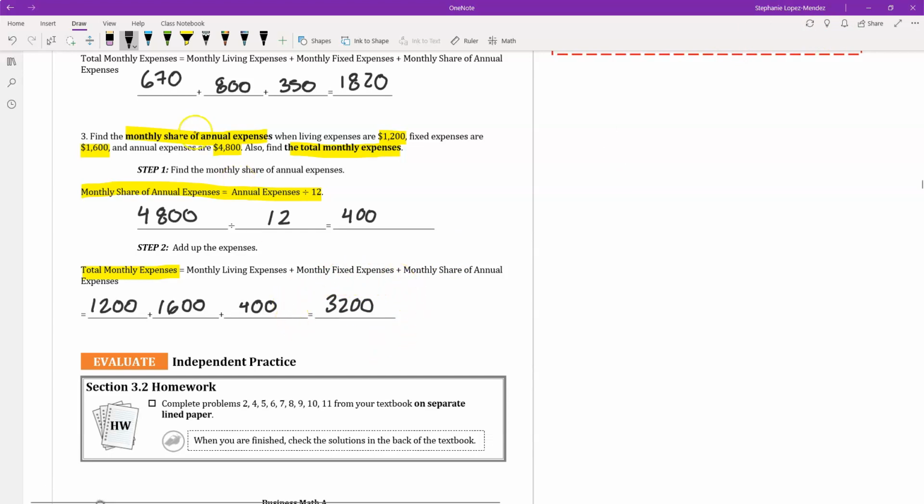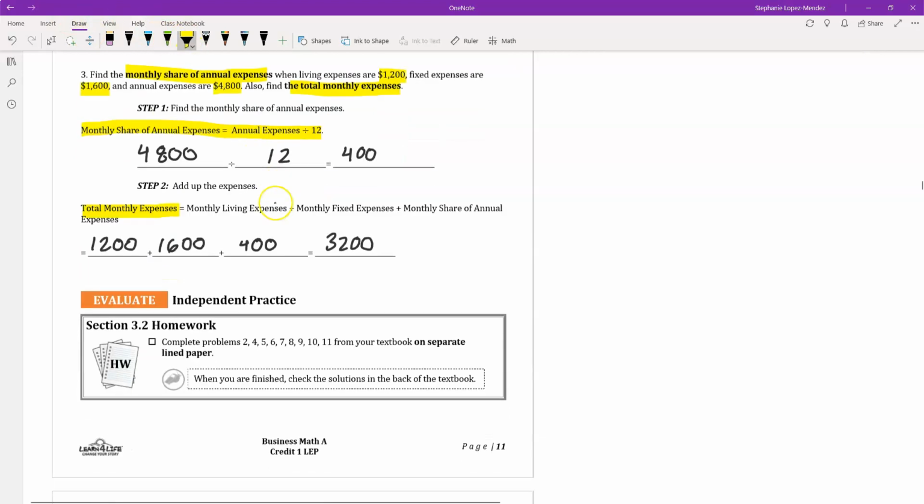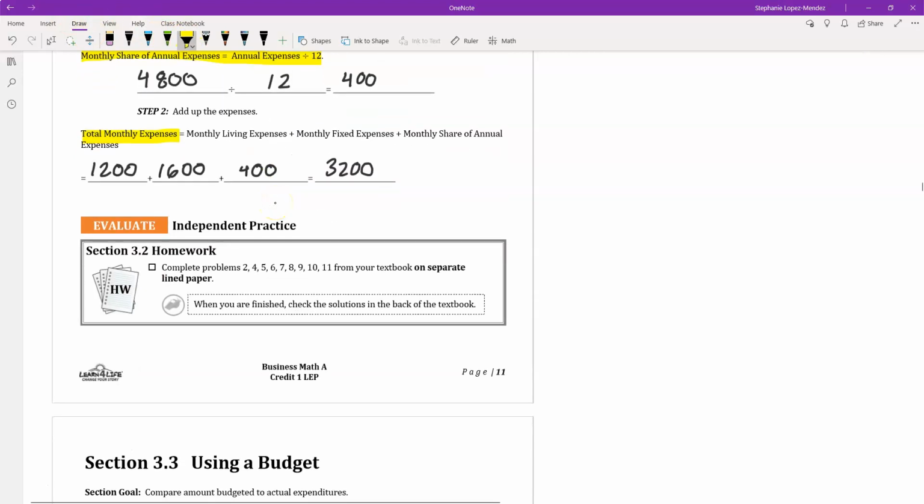Now please go to your textbook, look for section 3.2, and complete the homework, which is problems 2, 4, 5, 6, 7, 8, 9, 10, and 11.